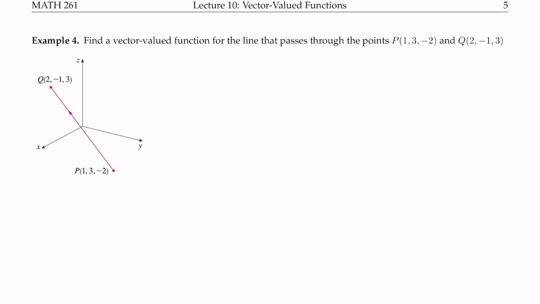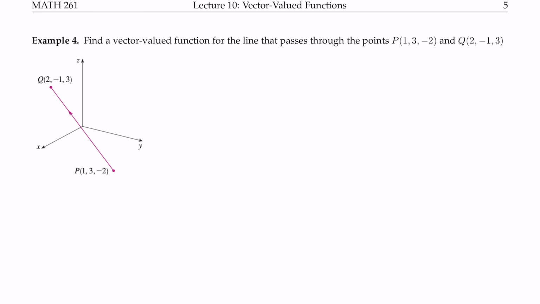Okay. So in example 4, I want to find a vector value function of the line passing through the points P equal to 1, 3, negative 2, and Q equal to 2, negative 1, 3. So in this image, as you can see, this is a vector value function going from one point to another point, or in this case, it's the line segment connecting the 2 points. P is the initial point and Q is the terminal point.